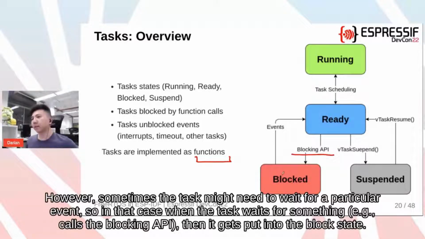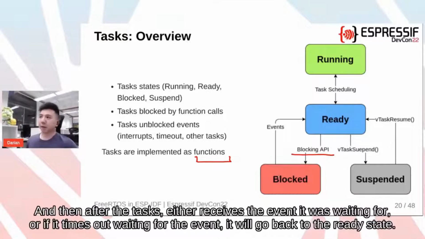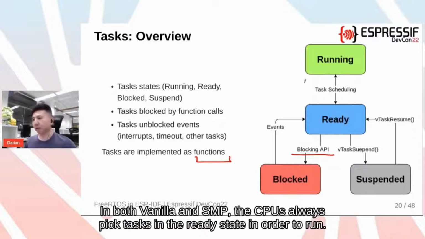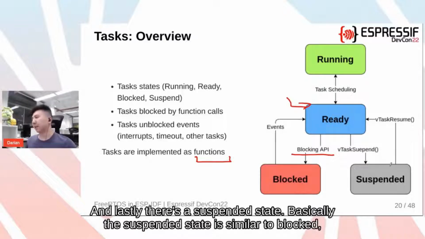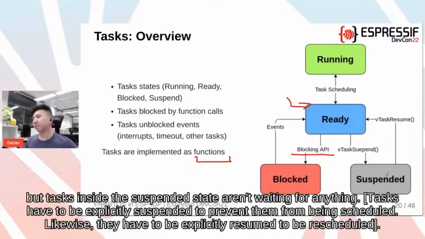And then after the task either receives the event it was waiting for, or it times out waiting for that event, it will go back into the ready state. So the CPUs, both in vanilla and SMP, always pick tasks from the ready state in order to run. And lastly, there's the suspended state. Basically, the suspended state is similar to blocked, but tasks inside the suspended state aren't waiting for anything. They have to be explicitly suspended and explicitly resumed in order to be able to be scheduled.